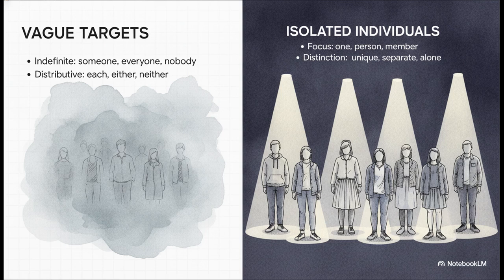On the flip side, distributive pronouns handle groups, but they isolate the members individually. Words like each, either, neither. For example, saying each received a prize breaks a crowd down into individual, accountable members.